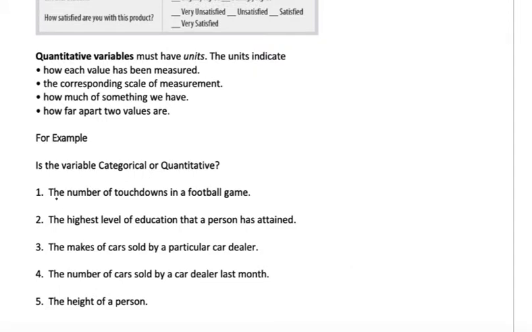So what we're going to do first is classify these as categorical or quantitative. So the first one is the number of touchdowns in a football game. So it would be something like 3 touchdowns or 5 touchdowns. Touchdowns would be the unit, so that's quantitative. Highest level of education that a person has attained, so that would be like a high school diploma, associate's degree, bachelor's degree, those are categories. Makes of cars sold by a particular car dealer, so something like Ford, Jeep, Lexus, those are also categories.